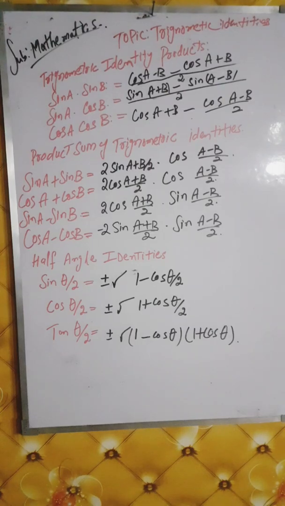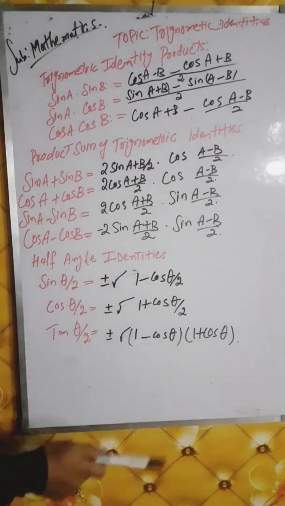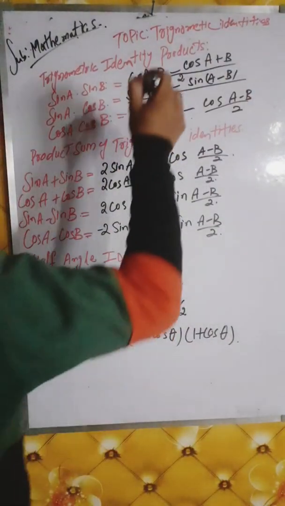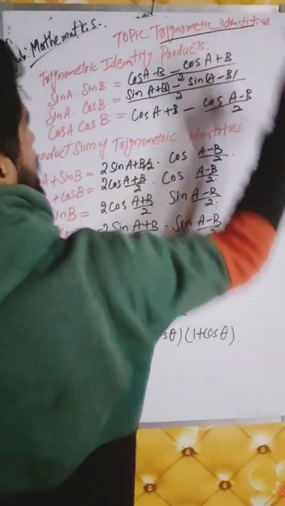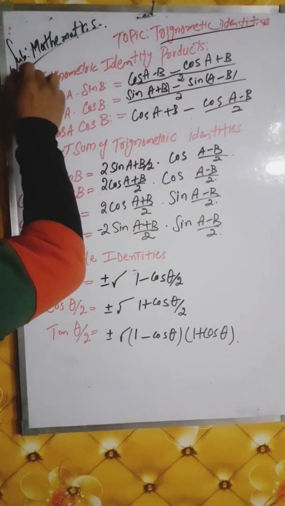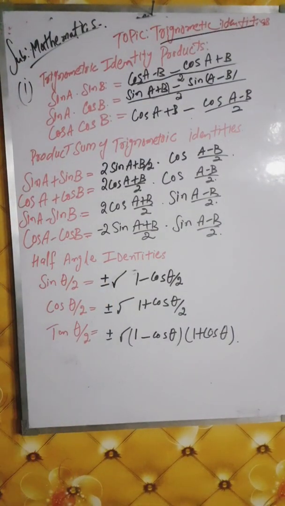Hello everyone. Today we are going to discuss our topic, trigonometric identities. So what are these identities? In mathematics, NCERT exercise 7.3, we can use these identities.